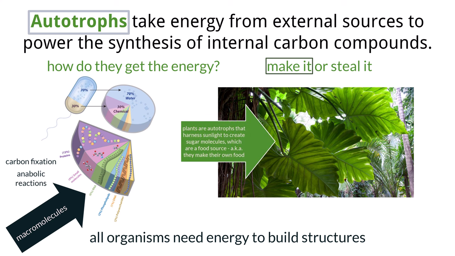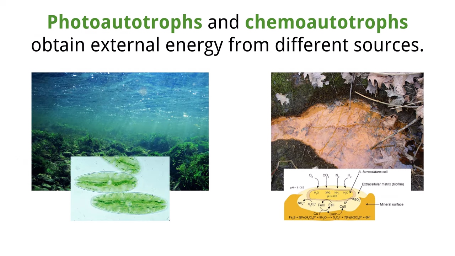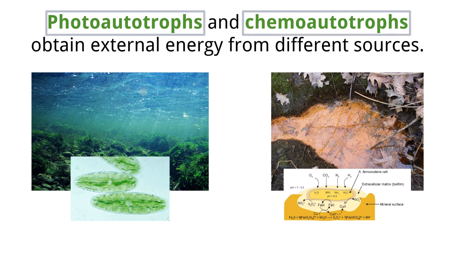A plant harnesses energy from the sun and takes inorganic molecules from the environment to create sugar, which is a food source that it later breaks down for energy. We'll break down autotrophs more on the next slide. There are two categories or types of autotrophs that we see in nature, which are called photoautotrophs and chemoautotrophs. In either type, external energy must be used for these organisms to create their carbon compounds. They need this external energy source to support an initial set of reduction reactions that use up energy.